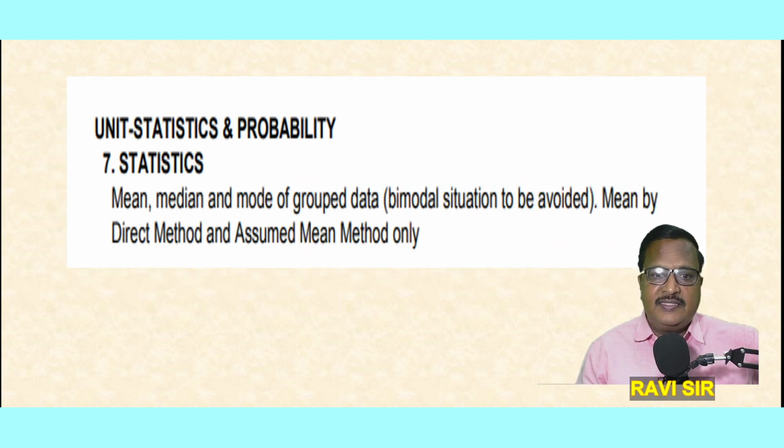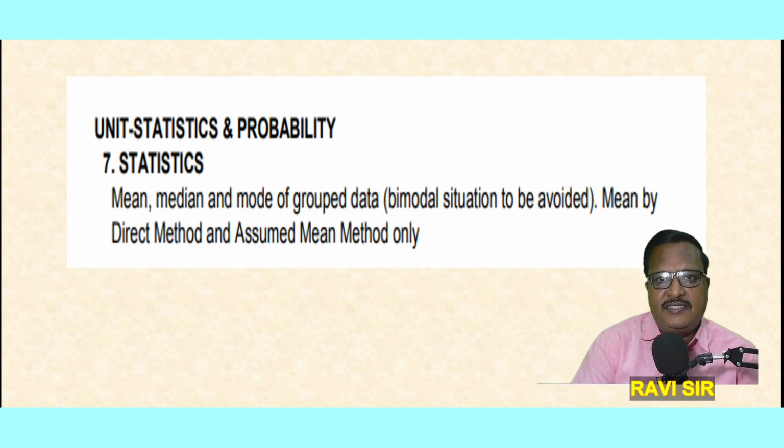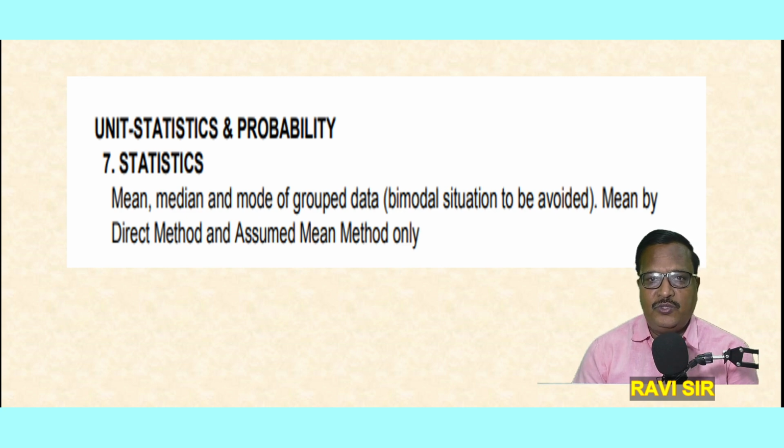And the last one is statistics and probability. Probability is already done. Now in statistics, mean, median, mode are there. Mean is given by the direct method and assumed mean method, and all three you have to learn. A bimodal situation is to be avoided, that means a two-mode situation. That is avoided, so that is not a big task. So it is also one of the easiest chapters. On the whole, you will have the easiest chapters for term 2. If you plan it properly, you are definitely going to get more than 35 marks in this.